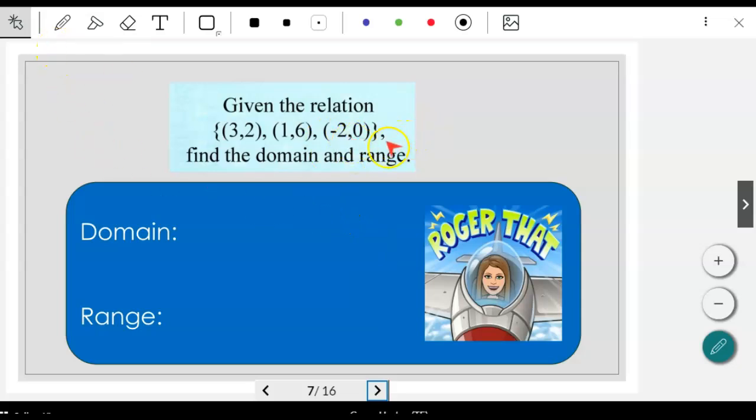Here, given the relation, find the domain and range. All right, so the domain, remember, are the x values. So it's 3, 1, -2. The range is the y values, so it's 2, 6, 0.